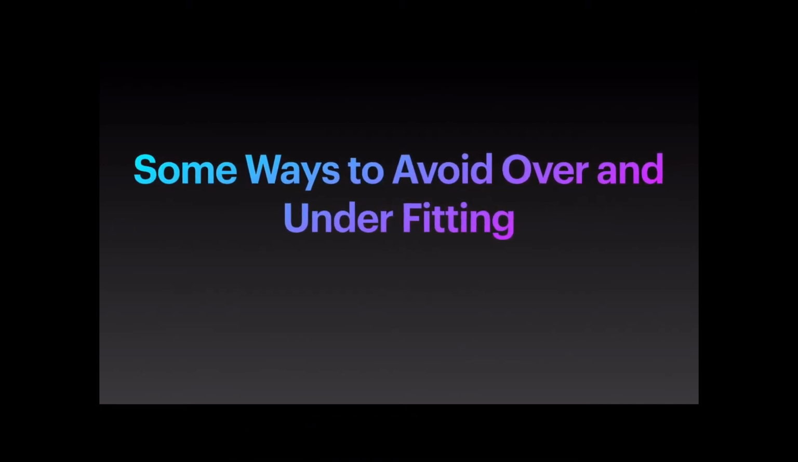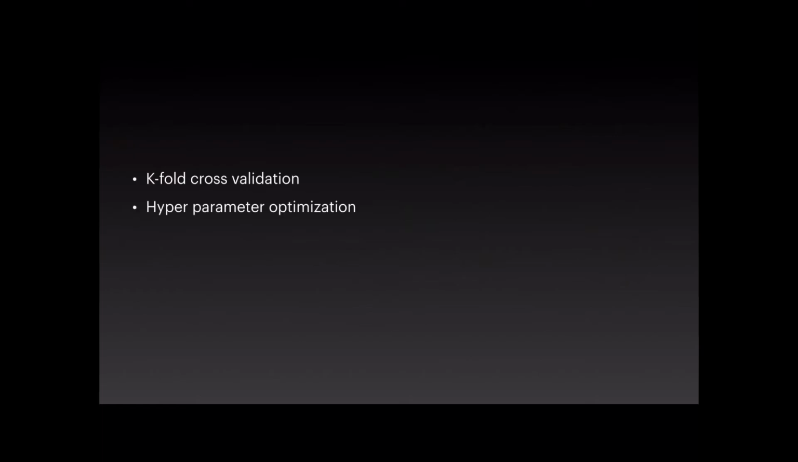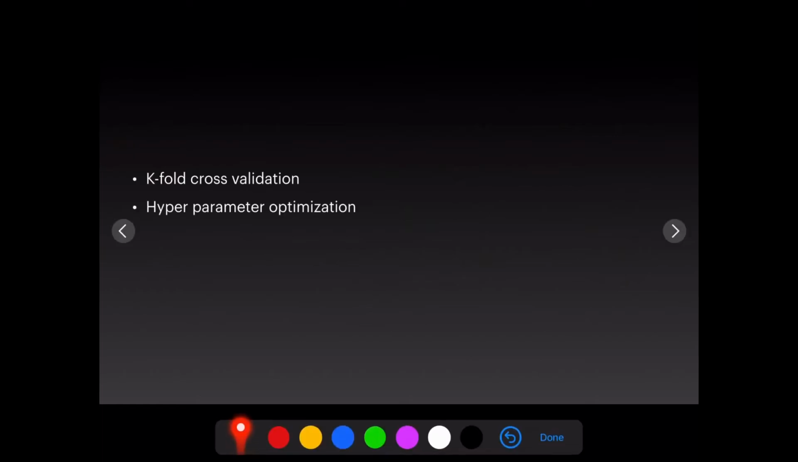So now I'm going to talk about some ways to avoid over and underfitting. The first way is KFold Crossvalidation. I talked about this in my XGBoost video, where I did KFold Crossvalidation. And the second way is hyperparameter optimization. I already have a video on a hyperparameter optimization technique, grid search. So I'm not going to focus on hyperparameter optimization in this video. I'm only going to teach you guys KFold Crossvalidation and how it works, right?